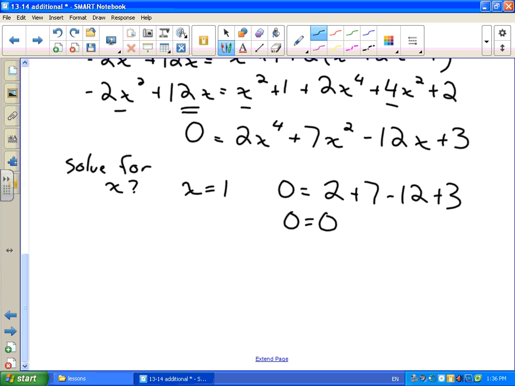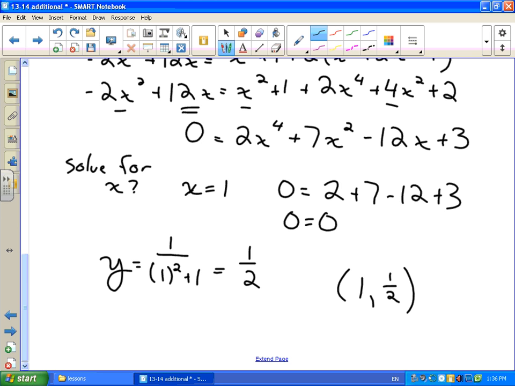So once I've got that solution, I just need to sub this into my equation for y. y is going to be 1 over (1 squared plus 1), which equals 1/2. So the one point that I was looking for is the point (1, 1/2). The tangent to the curve at that point will pass through the point (6, -2). And I'm done.